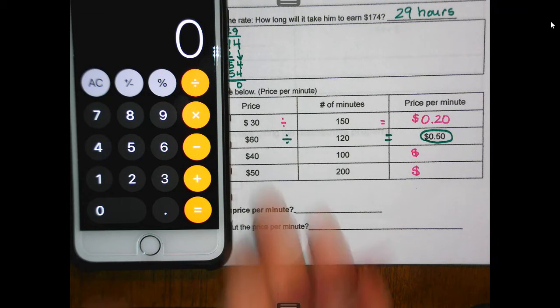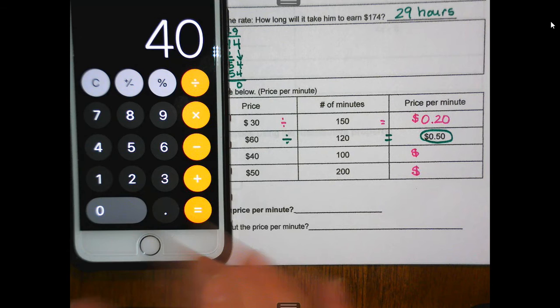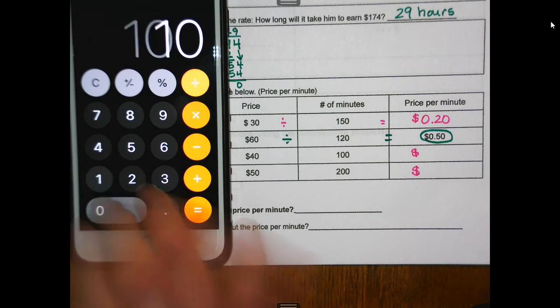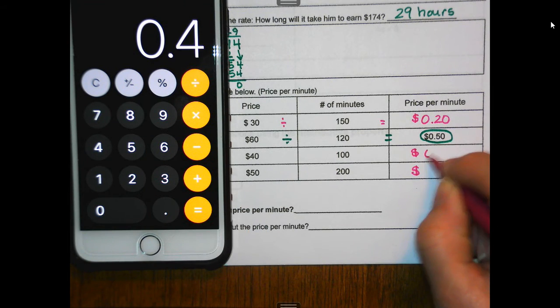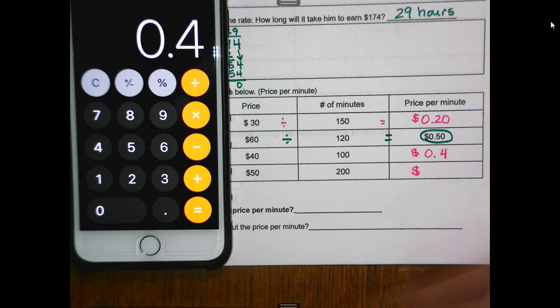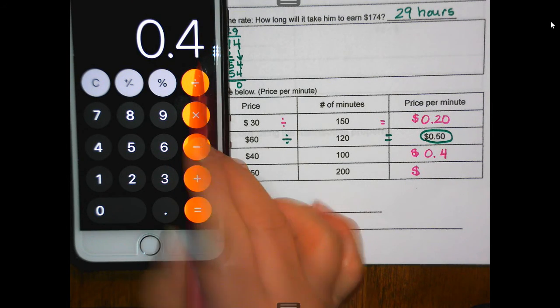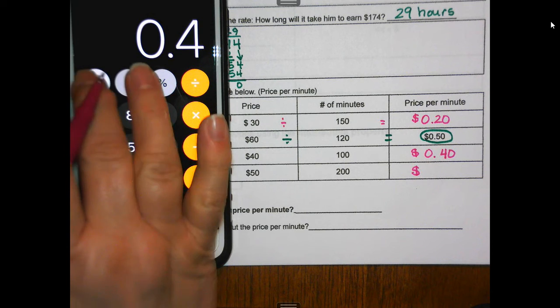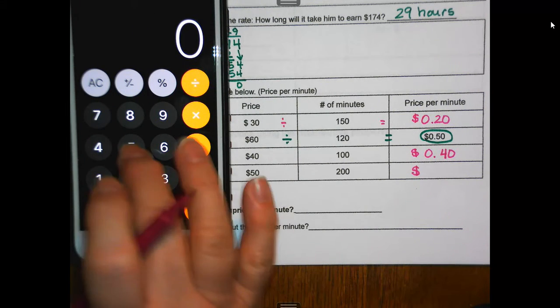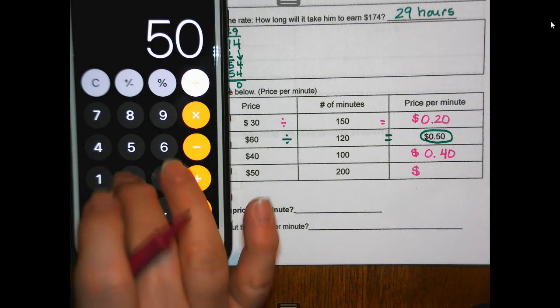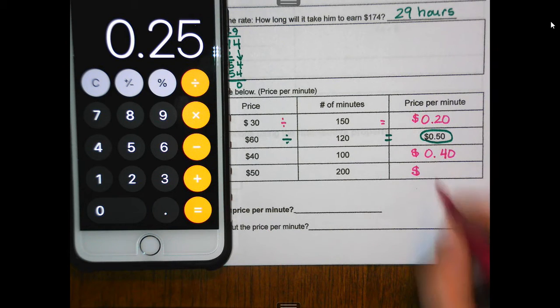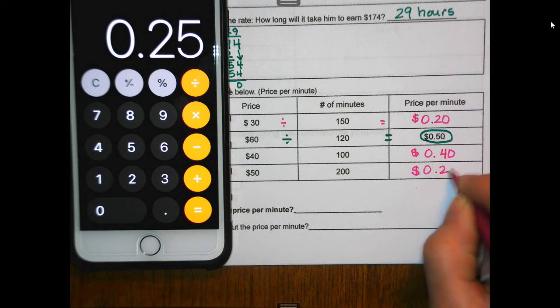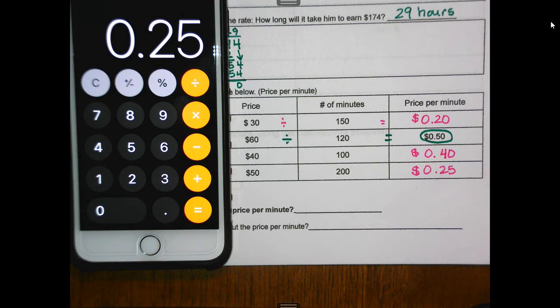Clearing my calculator, I go on to the next one, which is $40 divided by 100 minutes. And again, I get a decimal that only has one place. But in order to write money, I'm going to add that 0 because that does not change the value. My last problem on this page is $50 divided by 200 minutes. And that gives me 25 cents per minute. That's what I was trying to figure out.